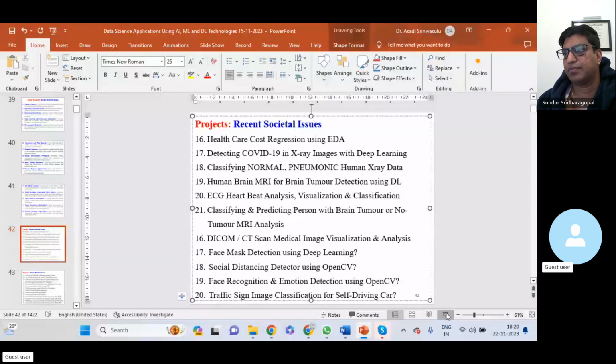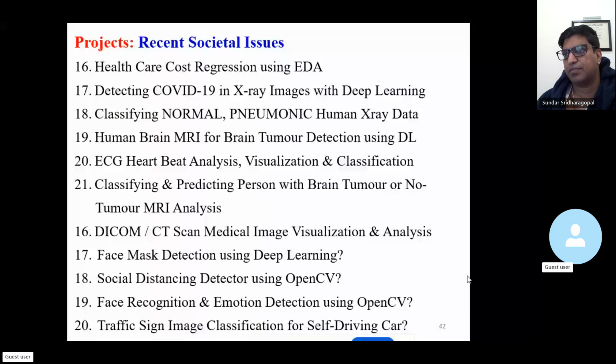It's not a problem. Then face recognition and emotion detection using OpenCV. There is a library in Python, OpenCV. If you install it, we can perform these applications very easily. Traffic sign image classification for self-driving cars has already come into the market. Google and Tesla have tested, and now the cars are running. So there they are using this reinforcement learning concept in self-driving.